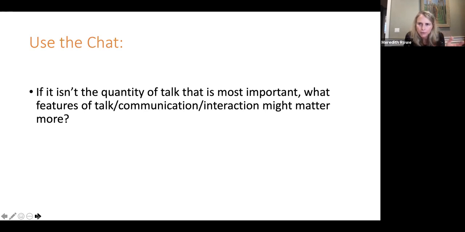So if it isn't the amount of talk that matters the most, of course, children need to be exposed to some certain minimum level of speech, right? But beyond that, if it's not the amount that matters, what is it? So if you could put in the chat some of the things that you think might play a role. And then I'll tell you what the literature says.